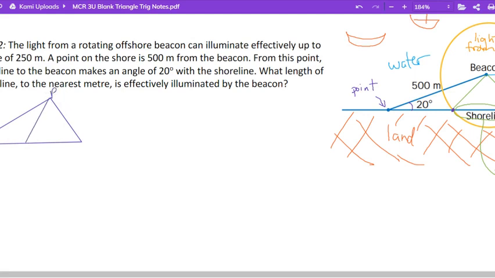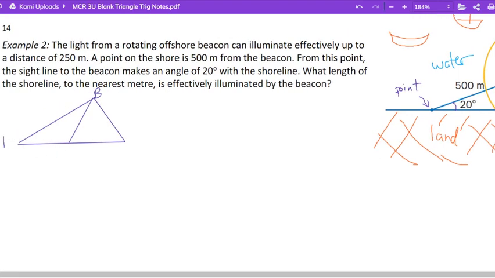I'm going to call it B for beacon, P for point. This is 20 degrees. And I'm going to call this S. And let's be creative, X. Okay, so what do we know? Well, we know this is an isosceles triangle. What is the distance between B and S?